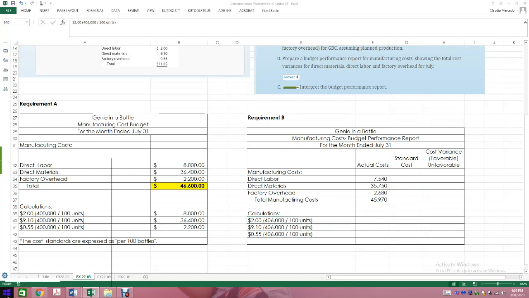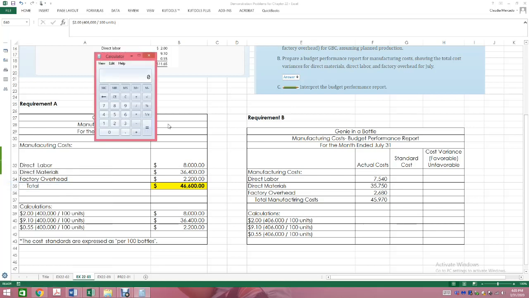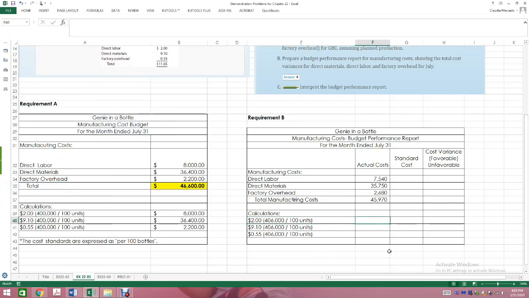Let me get my calculator out. Well, I think I can do it here. Yeah, I'll just do it here. That way you all can see it. Well, you know what? I'll just copy these as well, and then I'll just change this to 406. If you notice, all I'm doing is updating the formula. Instead of it being 400,000 units, now it's 406,000 units. These are my updated amounts right here.